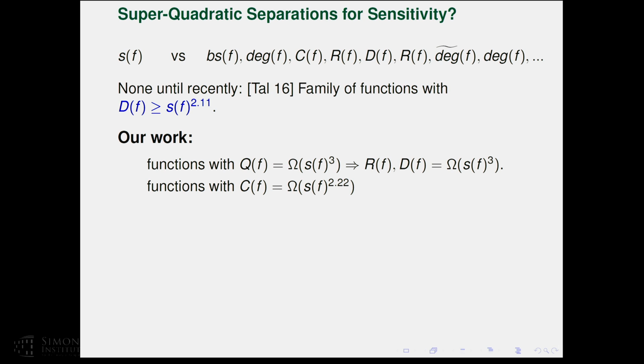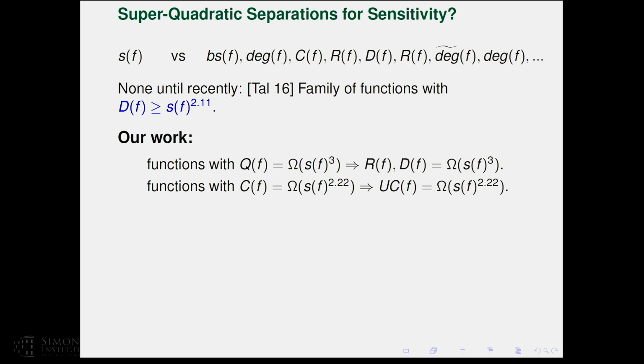This is also a superquadratic separation that implies a separation for what is called the unambiguous certificate complexity of f, which upper bounds the certificate complexity.